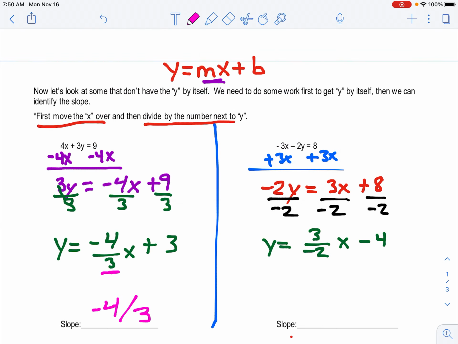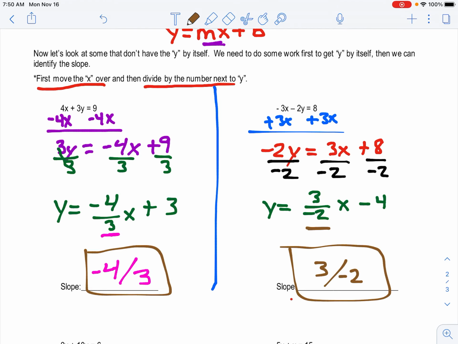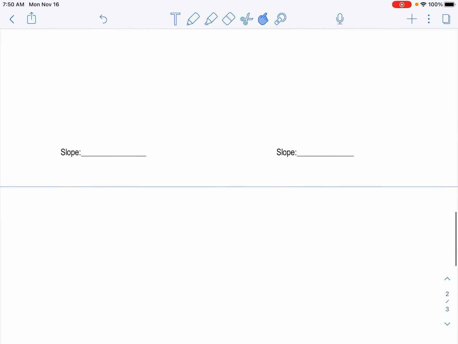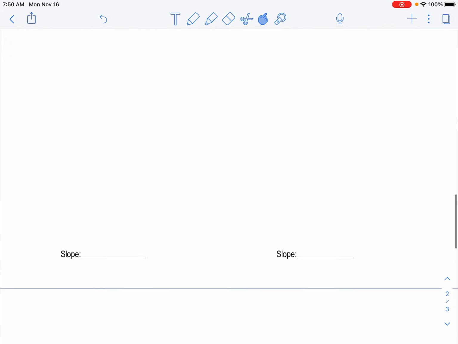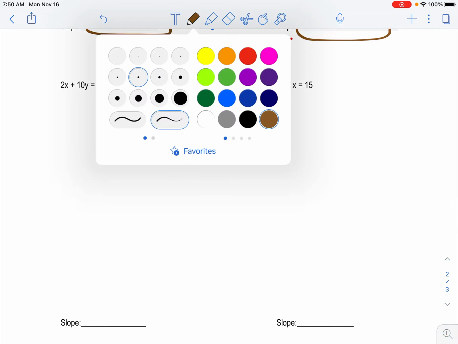All right, last I check, can I reduce my fraction? I cannot, so I copy it down for my slope. All right, so the slope of the first one was negative 4/3. The slope of the second one was 3 over negative 2. All right, let's go ahead and try a couple more, and then we'll have you practice some.